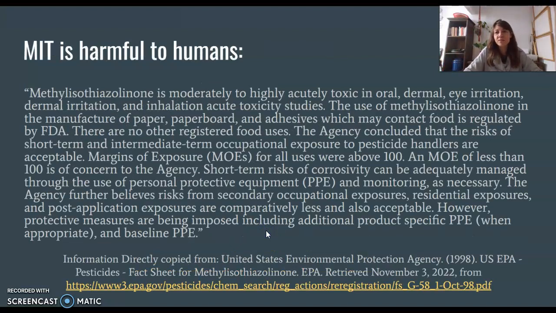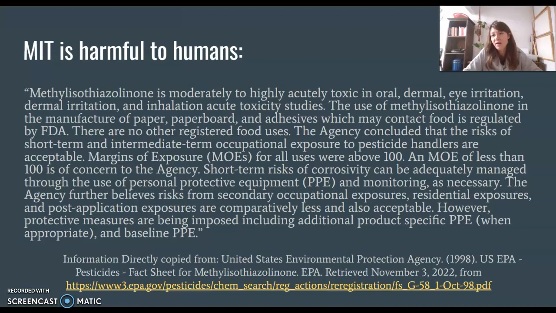So MIT is harmful to humans. It's toxic if it is swallowed, if it comes in contact with your skin. It's an eye irritant, and it actually can be an inhalation irritant. So this product, if it's being used in a commercial setting, the employees that come into contact with it regularly are required to wear personal protective equipment.